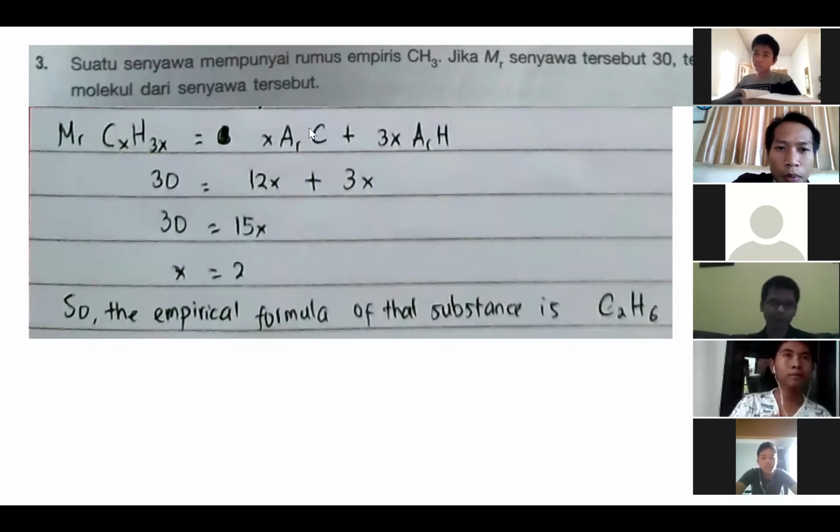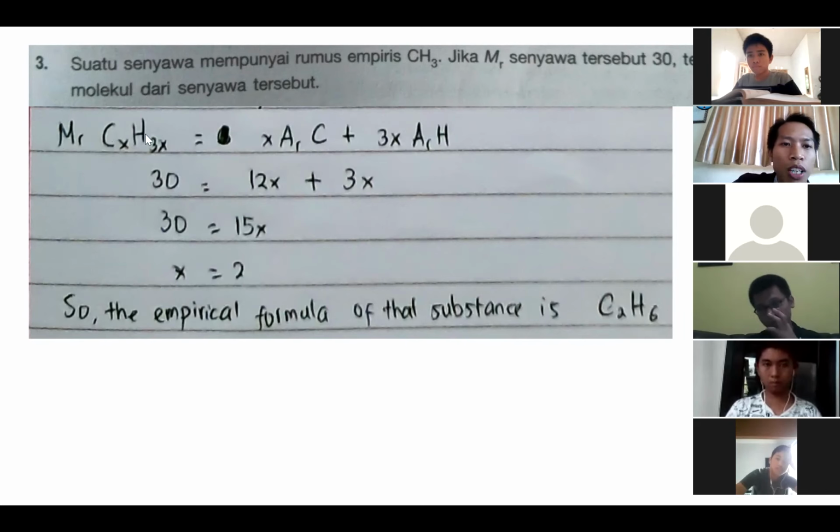plus 3x times the relative atomic mass of hydrogen. When I put in the numbers, the relative atomic mass of carbon is 12, and the relative atomic mass of hydrogen is 1, so I get 12 times x plus 3x times 1. So I will get 12x plus 3x, which is 15x. And this is equal to the total relative molecular mass, which is 30. So 30 is equal to 15x. From here, I get x. x is equal to 2. So if x is equal to 2, then the molecular formula for this one, which has the relative molecular mass 30, is C2H6.